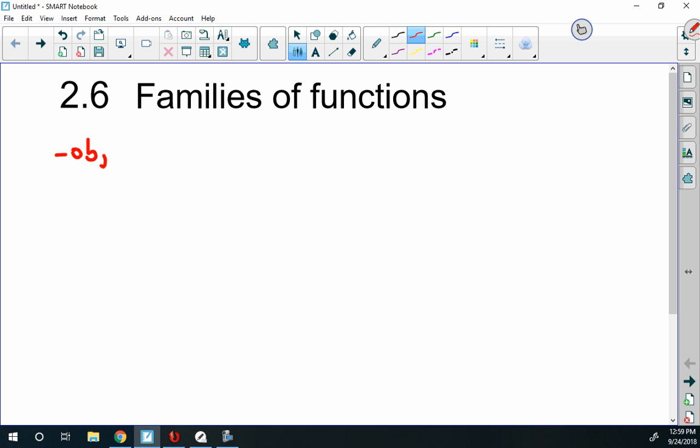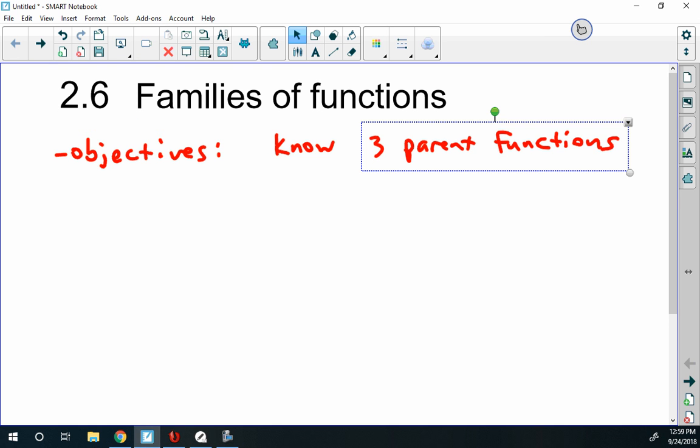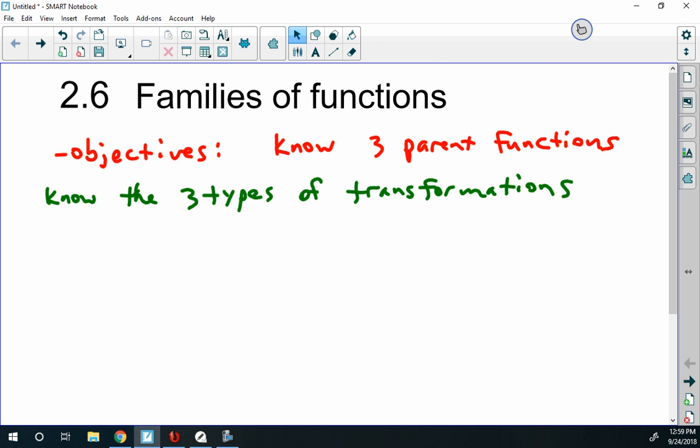The objectives, the goals, by the end of this lesson, what you should be able to accomplish is you should be able to know, and when I say know, I mean graph without a calculator, without any notes, three parent functions. Additionally, you're going to need to know the three types of transformations. Three parent functions, three types of transformations. And what's weird is each type of transformation actually has two parts to it, two components to it.